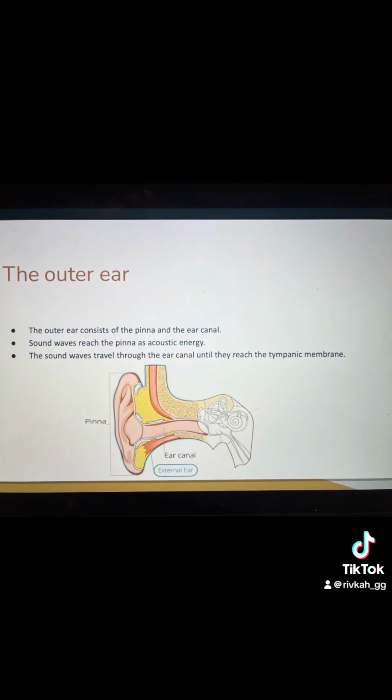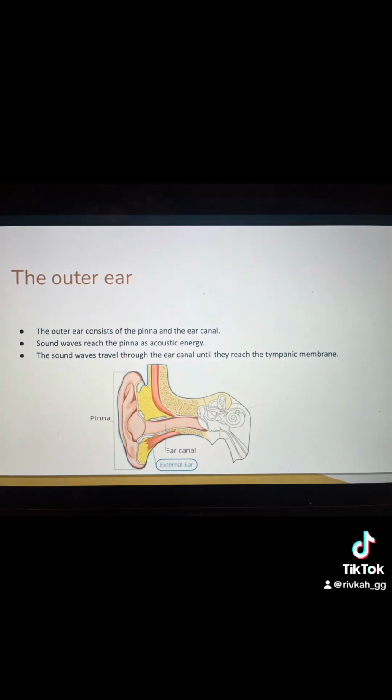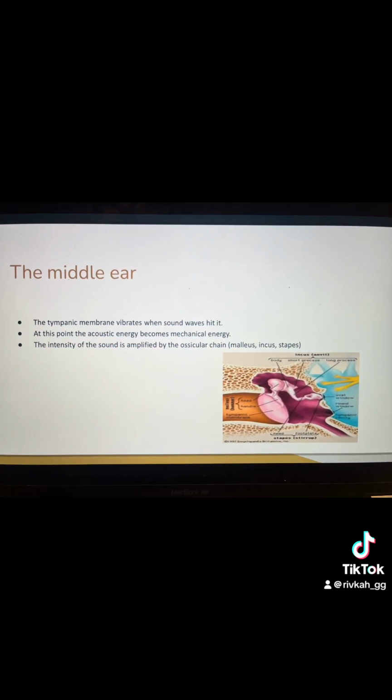The outer ear consists of the pinna and the ear canal. Sound waves are acoustic energy, and acoustic energy, you can think about it as air. When the sound waves reach the pinna as acoustic energy, the sound waves travel through the ear canal until they reach the tympanic membrane. Now let's talk about the middle ear.